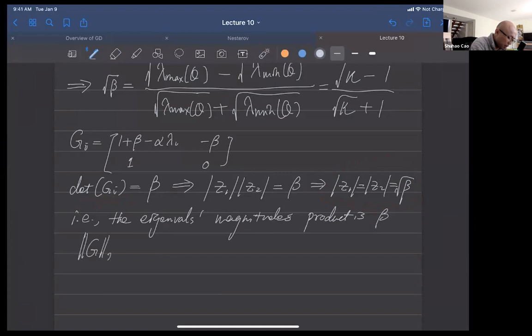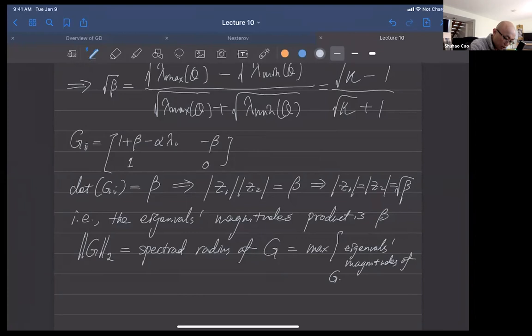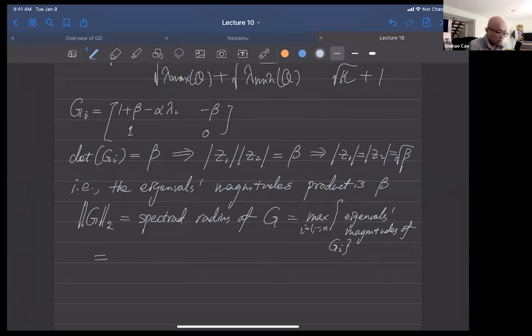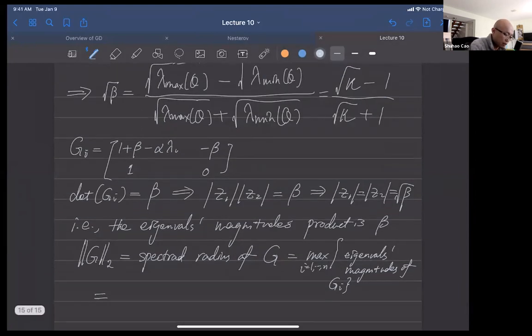So then the spectral radius of G is just the max of the eigenvalue magnitudes of GI, i from 1 to n. As we can see here, it's just the maximum possible value for square root of beta, which is this guy. Okay.